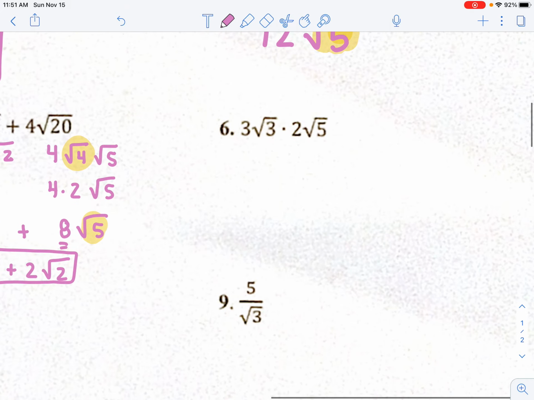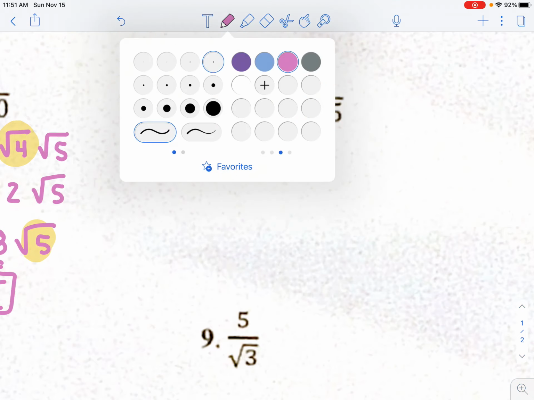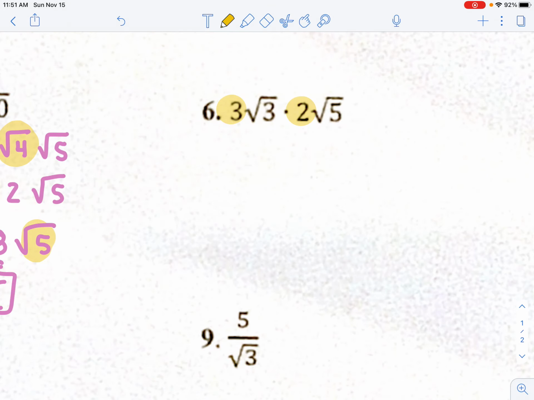We can also do multiplication. Now, when we do multiplication, we multiply like terms. And what I mean by like terms, you're going to multiply the coefficients out in front of the radical together and any numbers under the radical, under that square root, together. So here's my example. I've got 3 and 2. Those are both numbers on the outside there. So if I do 3 times 2, I would get 6.